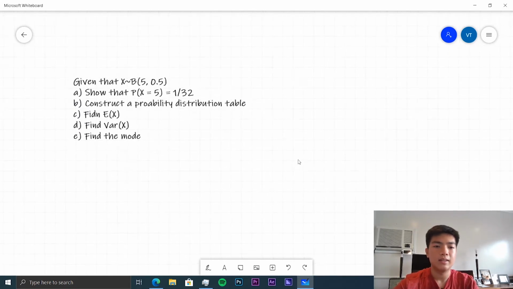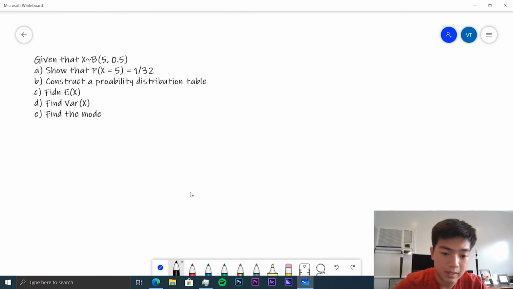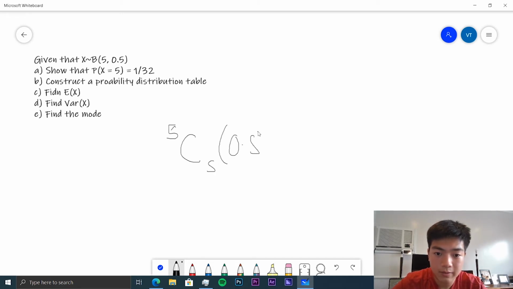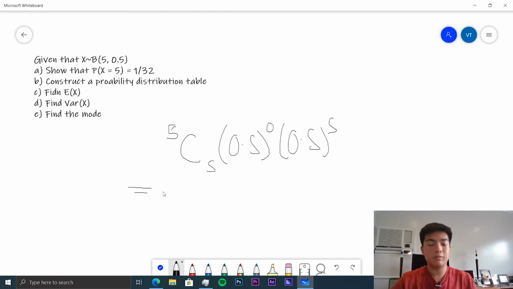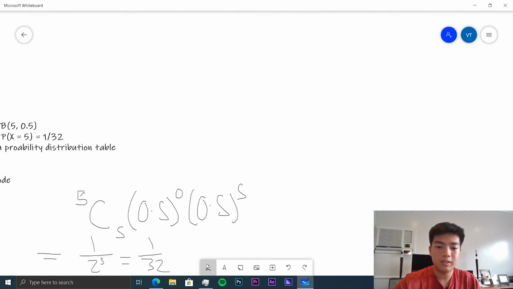Okay, so show that the probability that X equals 5. The probability that X is equal to 5 is equal to 5 choose 5 times 0.5 to the 0 times 0.5 to the 5, which is equal to 1 times 0.5 to the 5, which is just 1 over 2 to the 5. It's equal to 1 over 32. So, construct a probability distribution table.